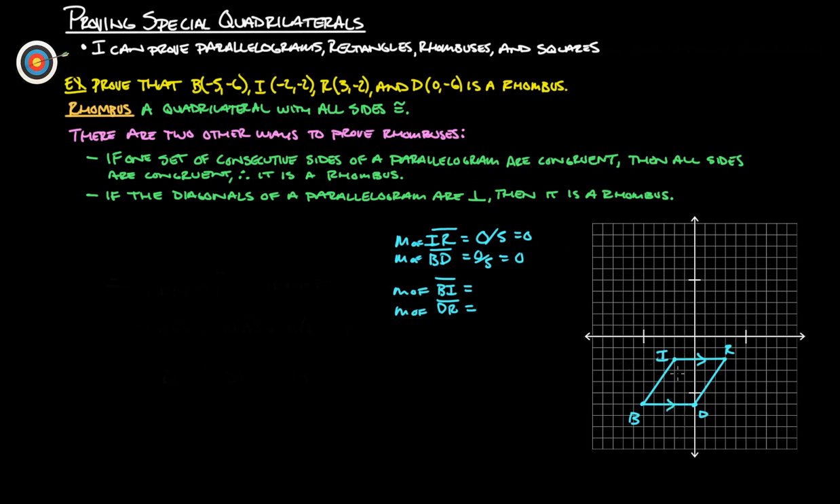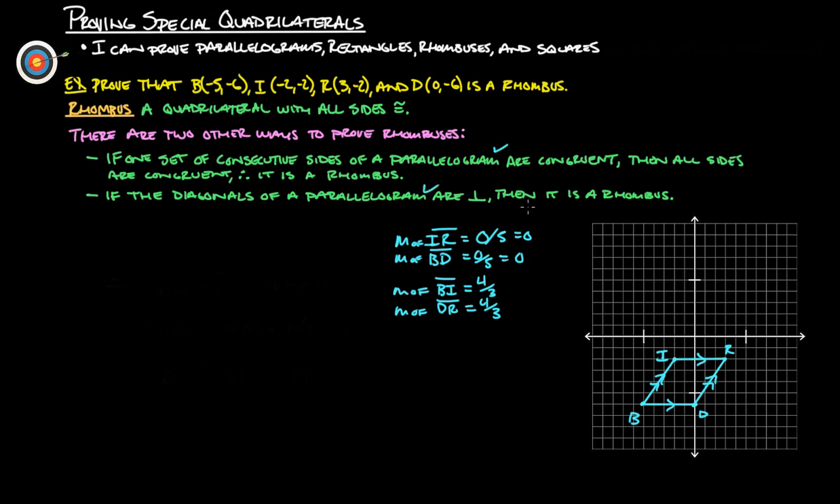Let's check out BI and DR. From B, the leftmost point, rise over run: up 4 over 3, which doesn't simplify. From D to R, we go up 4 over 3 as well. So these two are also parallel. We've proven that it's a parallelogram.